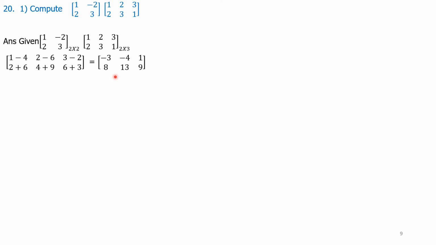So, simplifying, we get 1 minus 4 is minus 3, 2 minus 6 is minus 4, 3 minus 2 is 1. 2 plus 6 is 8 and 4 plus 9 is 13. 6 plus 3 is 9. Please observe this is the answer. And please observe there are 2 rows and 3 columns. Hence the resultant matrix is 2 by 3.